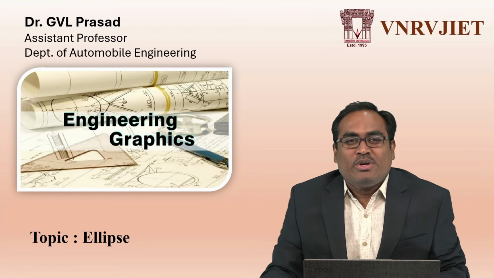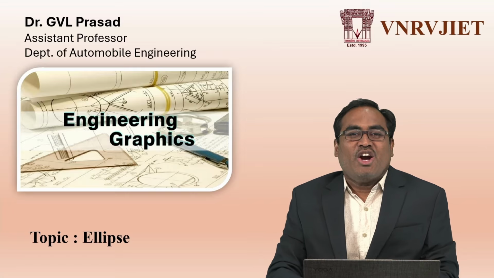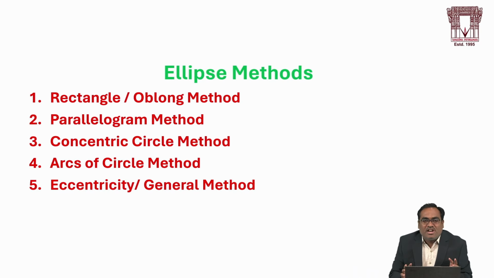I am going to show you how engineering graphics can be done with AutoCAD. First of all, I'll start with the ellipse. These are the different methods of ellipse: rectangular oblong method, parallelogram method, concentric circle method, arcs of circle method, and eccentricity or general method. First, I will show you how to draw an ellipse by using the rectangle method or oblong method.